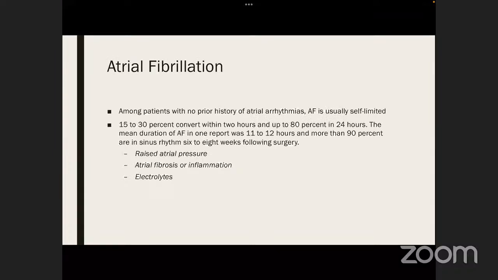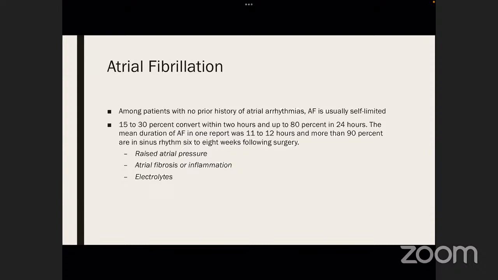For the atrial fibrillation, it is among patients with no prior history of atrial arrhythmia. Atrial fibrillation is usually self-limited, and 15 to 30% convert within 2 hours, and up to 80% in the first day post-op. The mean duration of the atrial fibrillation in one report was 11 to 12 hours, and more than 90% convert by 6 to 8 weeks following the surgery.